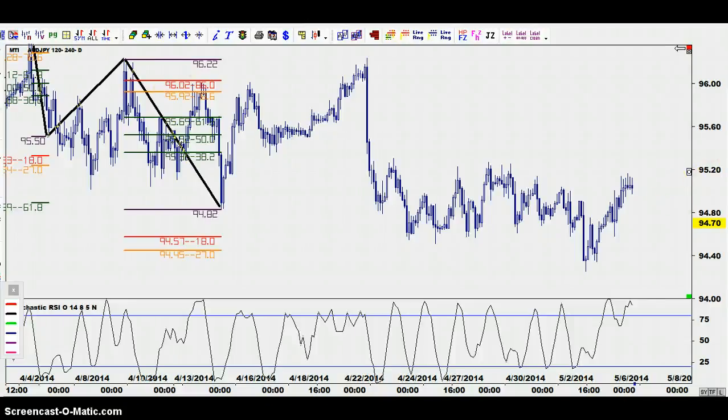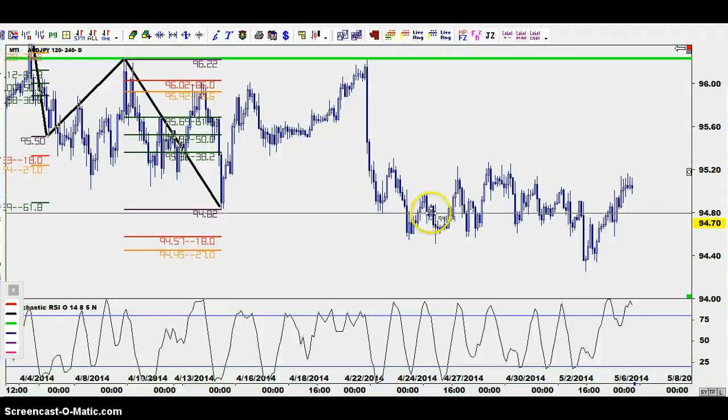Okay, let's double check that this has not taken out the day. Yes, it has. Just tapped it and went all the way back down. According to the chief, still valid. So let's go. All right, let's start again.